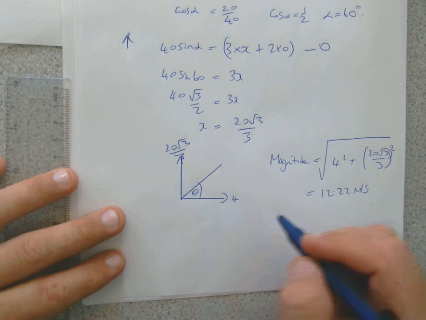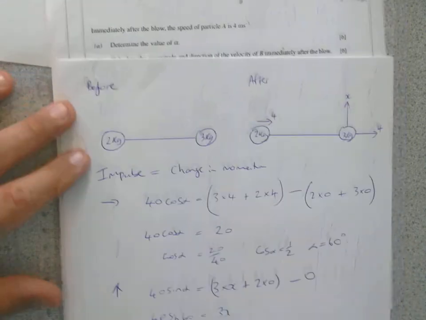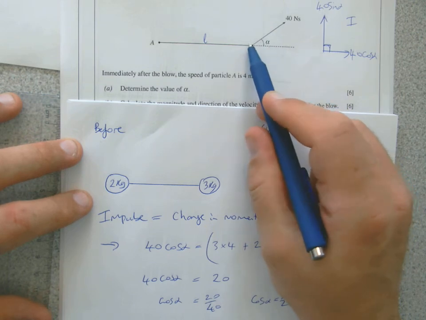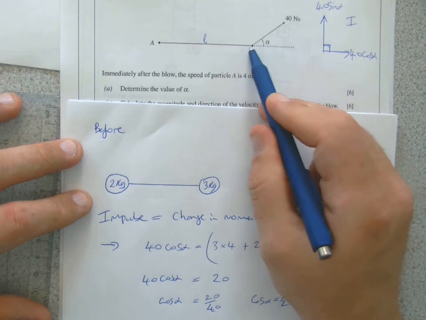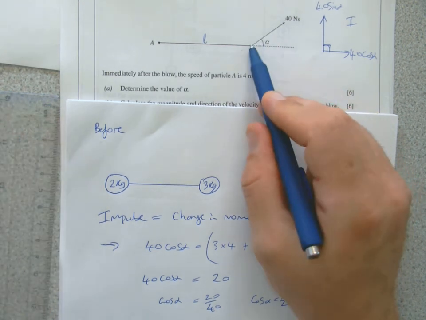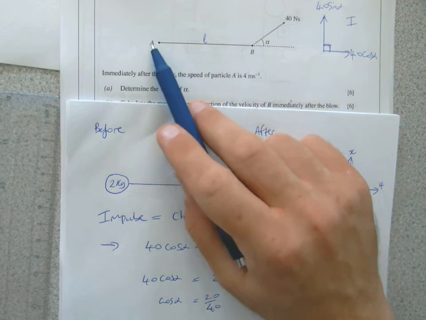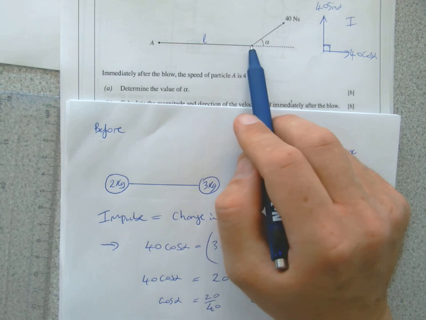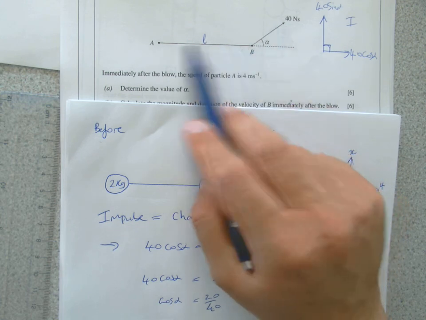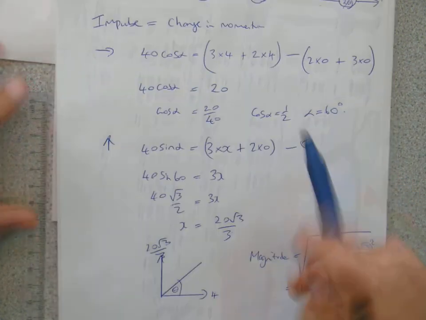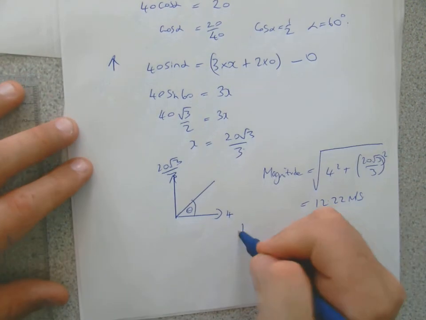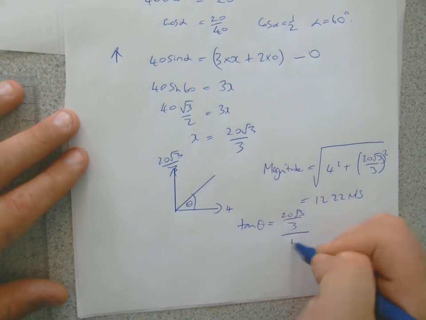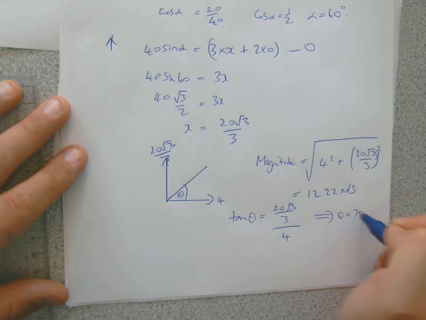Then to get the angle theta, remember the angle B projects at will be different to alpha. That's so important. You might think it's the same because the impulse is in that direction, so B is going to shoot off in this direction. But not quite, because B is attached to A and is pulling it, so even though the impulse is in that direction, it is being pulled back. So it's going to be a slightly different angle. You get theta by doing tan theta equals 20 root 3 over 3 over 4, and if you work that out, theta is 70.9 degrees.